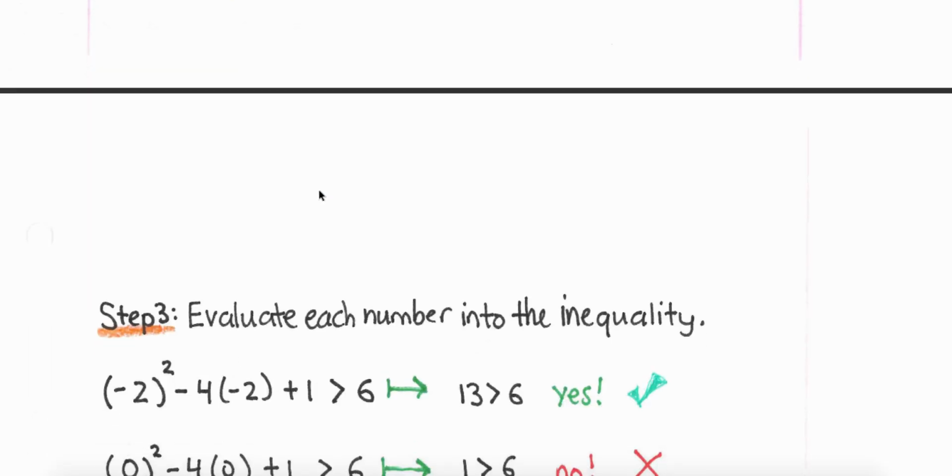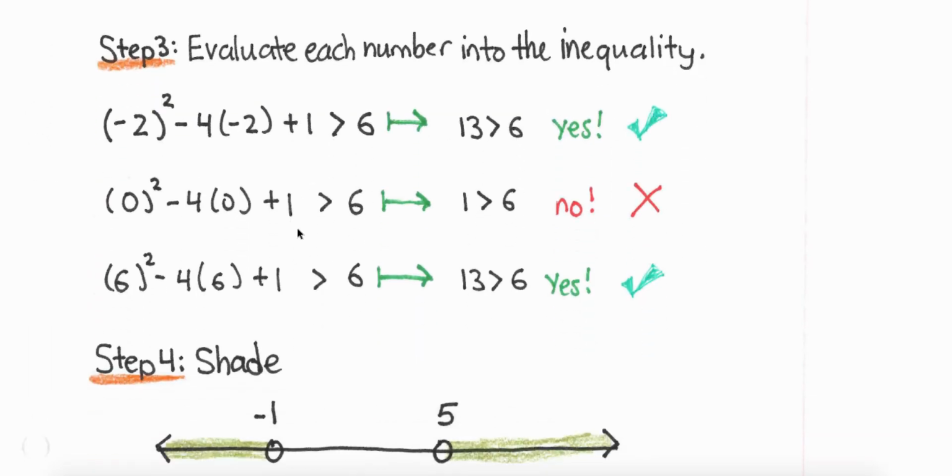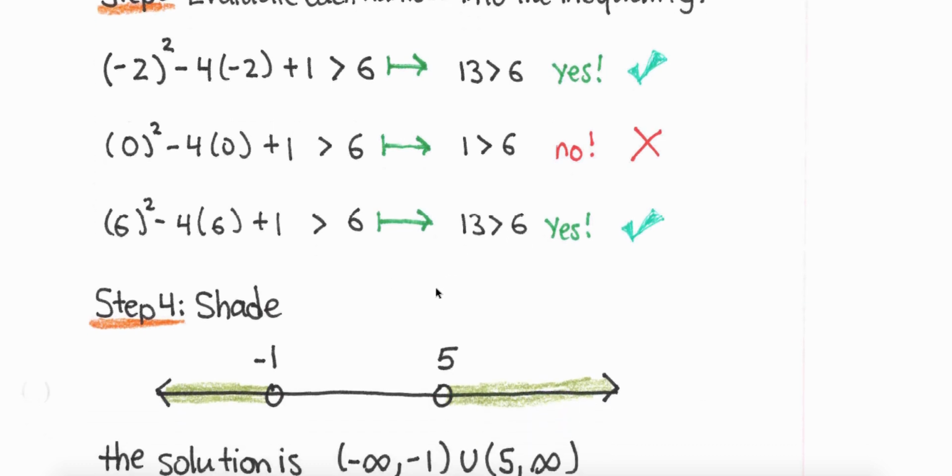We're going to test each of those regions by plugging them back into the inequality. So when I choose -2, I get 13 is greater than 6. That's a thumbs up. So that region is a solution. When I plug in 0, I get 1 is greater than 6. That's a thumbs down. So that part is not a solution. And when I plug in 6, I get 13 greater than 6. That's a thumbs up. That's part of the solution.